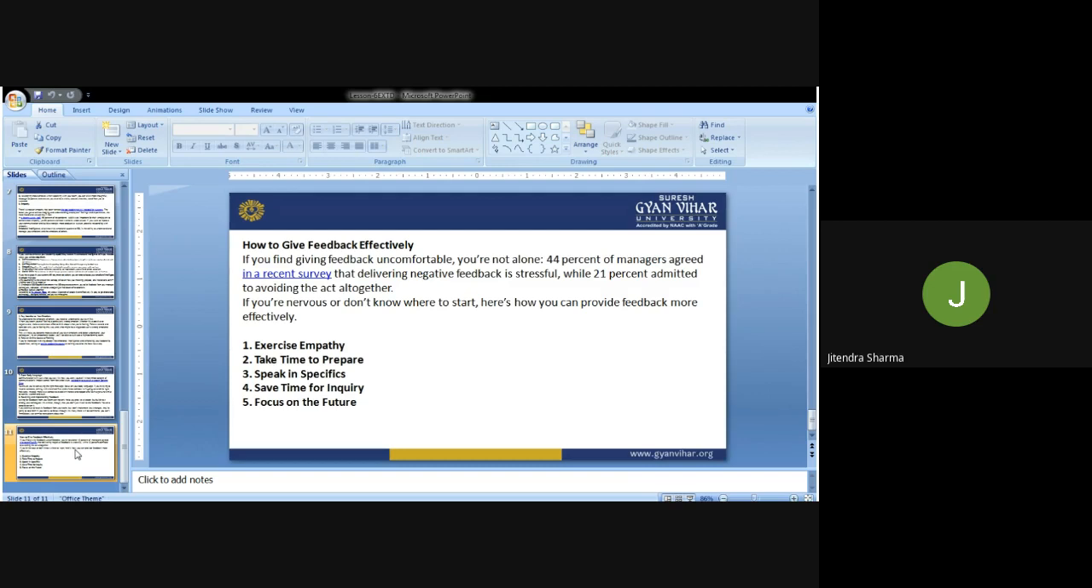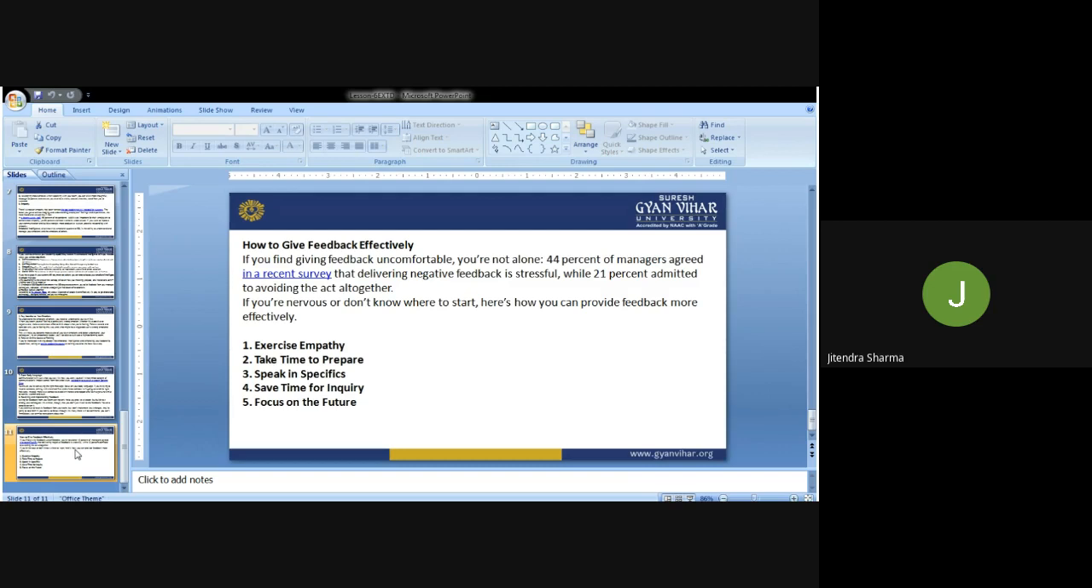If you are nervous or don't know where to start, here is how you can provide feedback more effectively. First, exercise empathy. It is very important that you develop empathy skills, to better understand the emotions and experiences of others. If you have those skills, then you have a very good opportunity to give feedback and to react on the feedback you have in your hand.